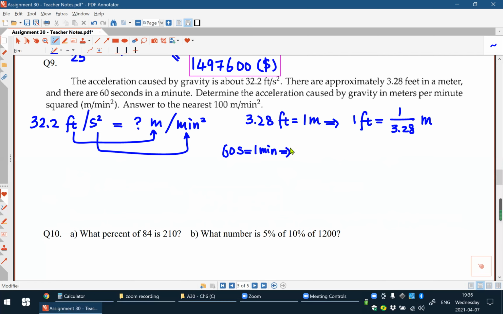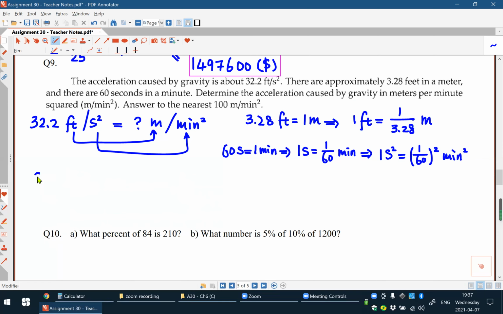Okay, so this tells us 1 second is 1 over 60 minute, right? But again, pay attention here. We need to know the conversion rate from seconds squared to minutes squared. So we need to square both sides of this equation. So that means 1 second squared equals (1/60) squared minute squared, right?